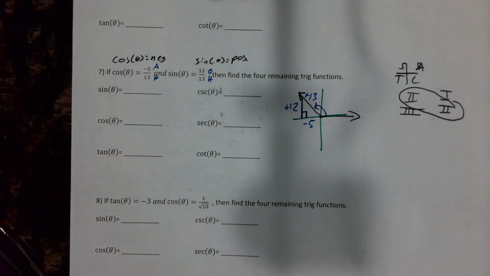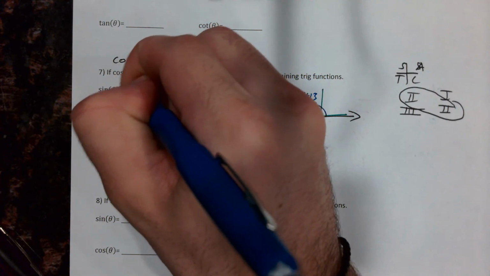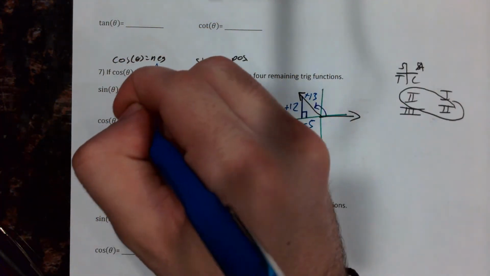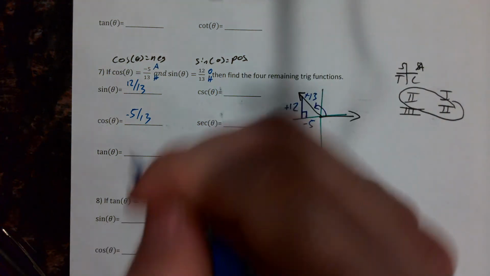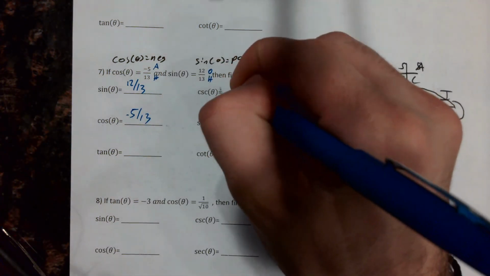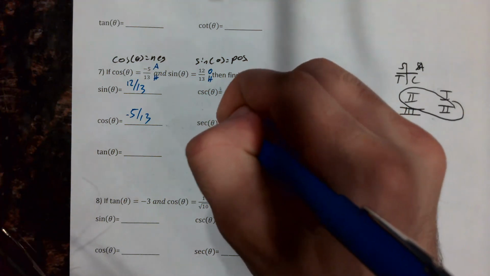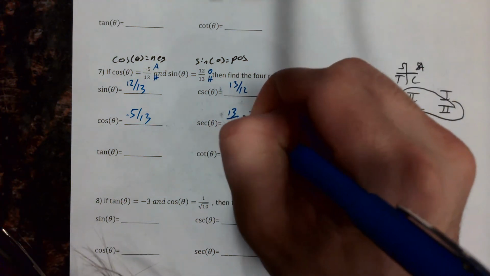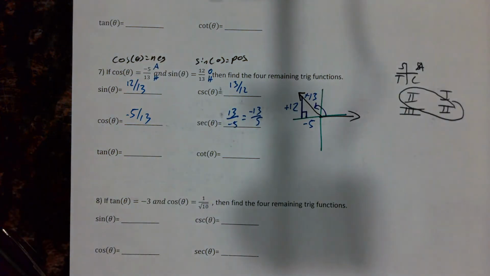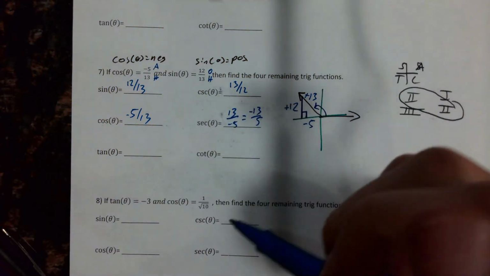So from there, now I just gotta fill in my ratios. The nice thing is, 2 of them are given to me. I know sine is 12 over 13, and I know cosine is negative 5 over 13. Then to find cosecant and secant, I just gotta take the reciprocals. So 13 over 12 and 13 over negative 5. Again, I like to rewrite this just to put my negative on top, negative 13 over 5.